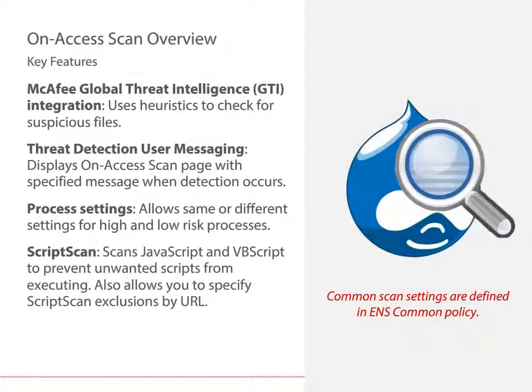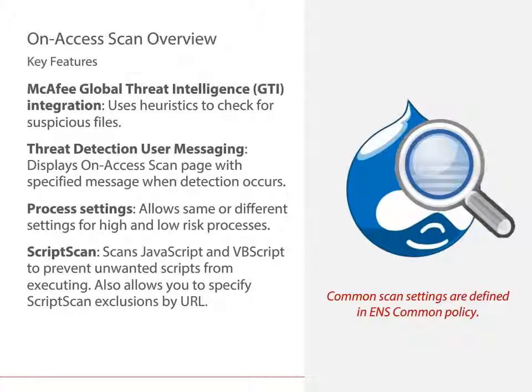The key features of the on-access scan include the fact that it utilizes our McAfee Global Threat Intelligence integration so that we use heuristics to check for suspicious files. So if the DATs are not already detecting them, the Global Threat Intelligence can help on that detection. You also have the threat detection user messaging, where you can have a pop-up with a specified message when the detection occurs. You also have the process settings, where I can allow the same or different settings depending on the processes that are listed for high or low risk.